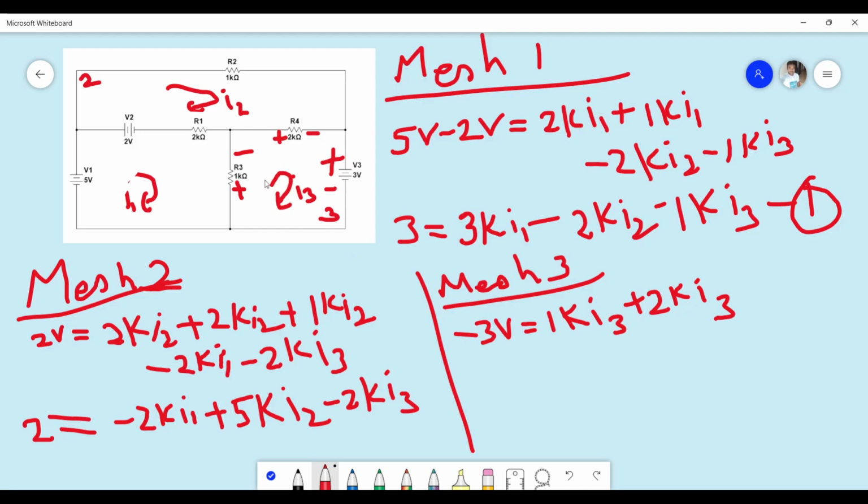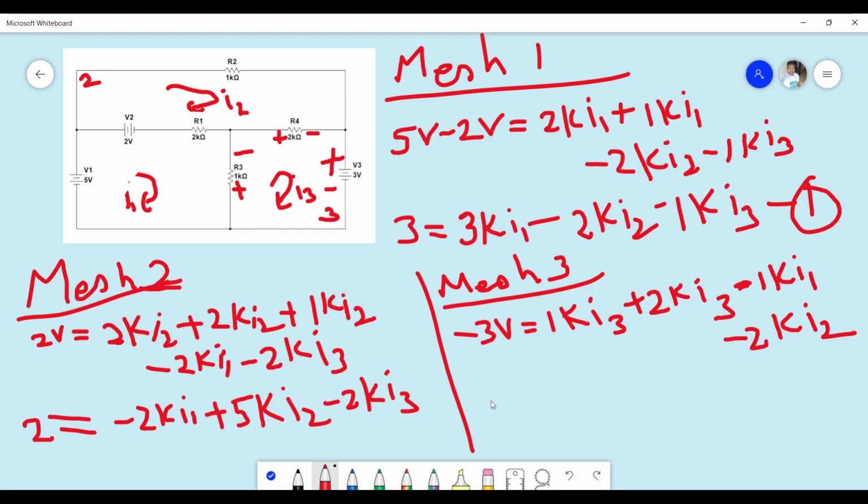So the remaining are sharing elements. R3 is shared with mesh 1 and R4 is shared with mesh 2. We can see the direction of current from mesh 1 in R3 is from negative to positive, and therefore that will be a voltage raising component. And writing it on the voltage dropping side, we will write it as minus 1k I1. Similarly, we can see that I2 is from negative to positive on R4. So again we will write it as minus 2k I2.